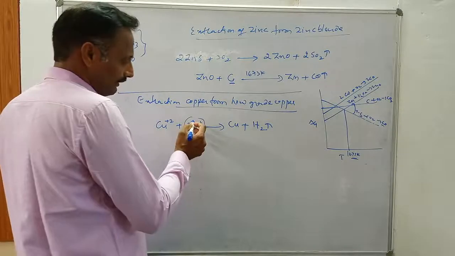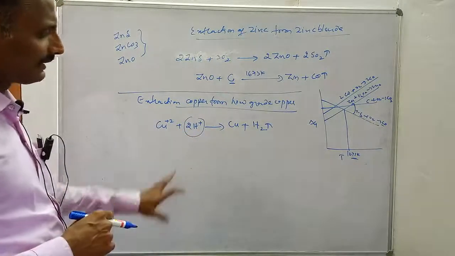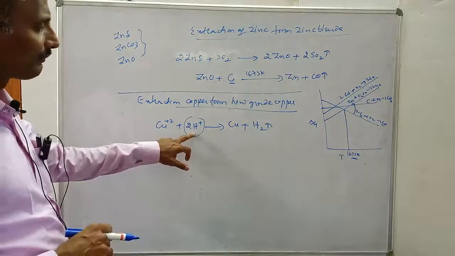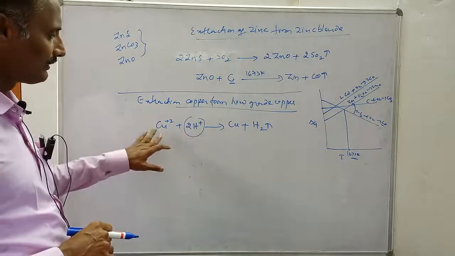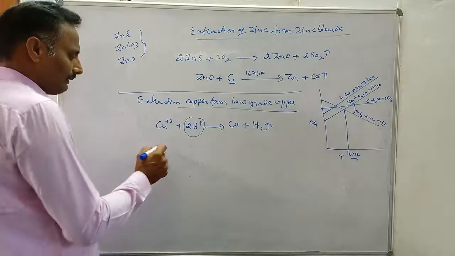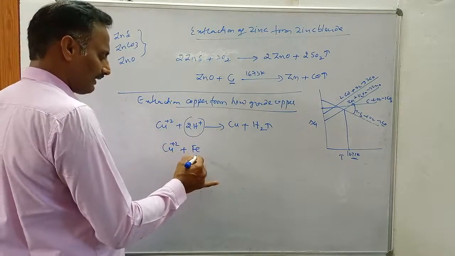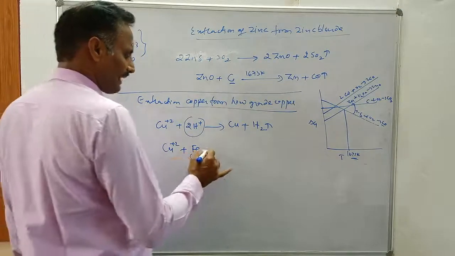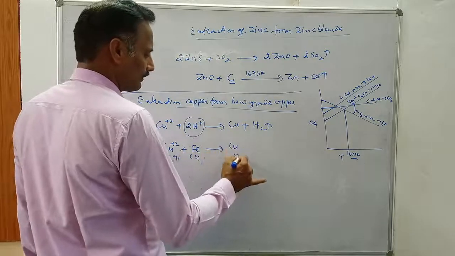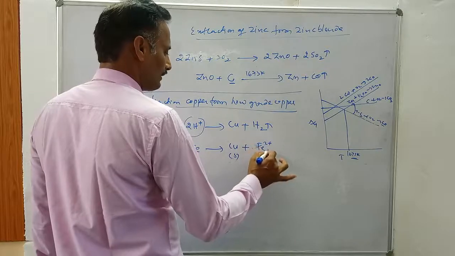Iron scrap is more advisable when compared to zinc scrap, since zinc is costlier and not economically profitable. That's why iron scrap is better to use to obtain copper from low grade copper. For example, Cu2 plus reacts with iron scrap. When iron scrap is treated with Cu2 plus in aqueous medium, you will get solid copper and also Fe2 plus in aqueous solution.